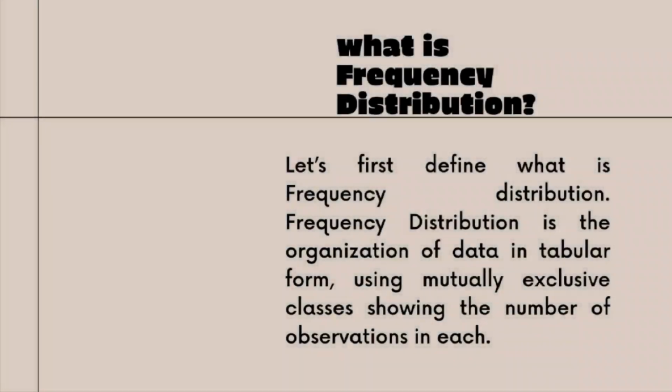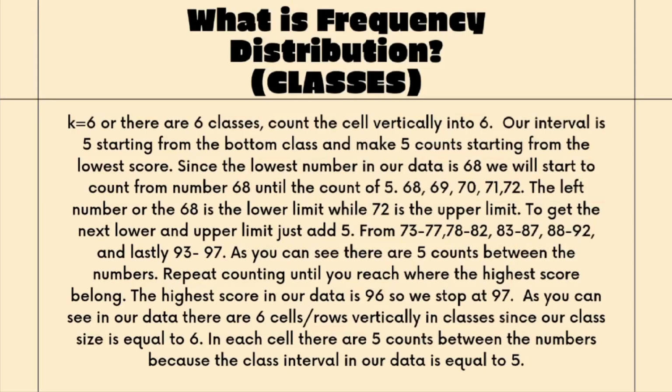Let's first define what a frequency distribution is. Frequency distribution is the organization of data in tabular form, using mutually exclusive classes showing the number of observations in each. K equals 6, or there are 6 classes, so count the cells vertically into 6. Our interval is 5, so starting from the bottom class, make 5 counts starting from the lowest score. Since the lowest number in our data is 68, we will start to count from 68 until the count of 5: 68, 69, 70, 71, 72.